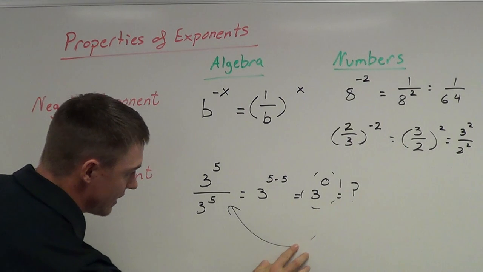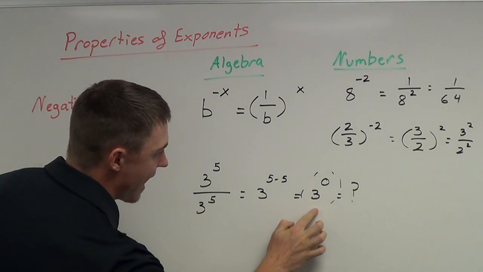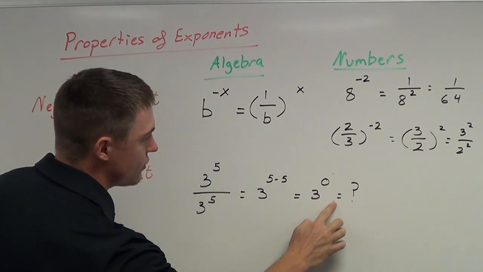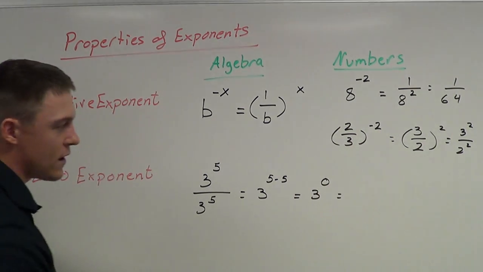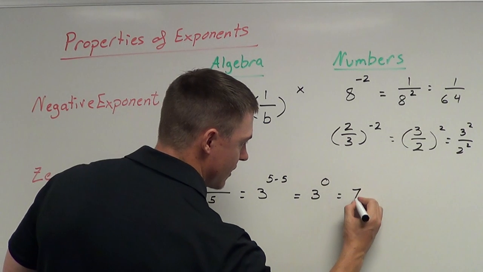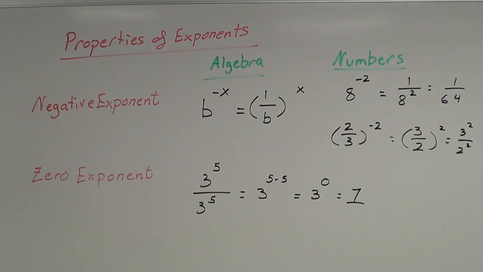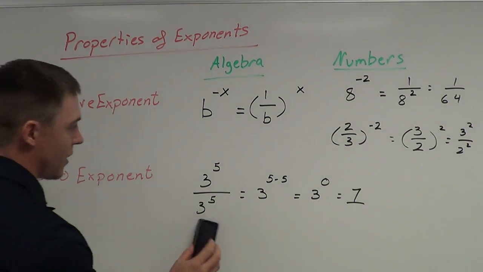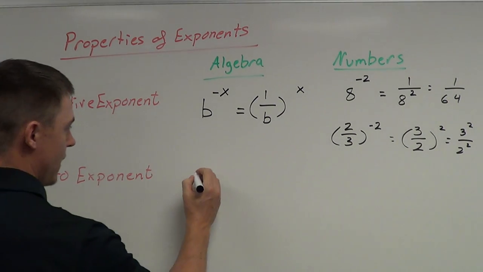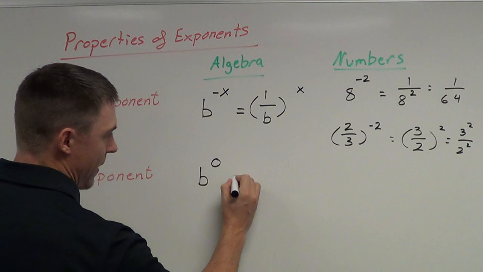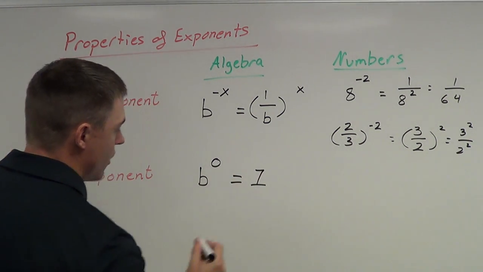So actually, if I have a number to the power of 0, it's not going to be a question mark what the answer is. It's actually just simply going to be 1. Any number to the 0 power is just going to be 1. So that's kind of an example to lead us into this. Now let's actually do this with the algebra and some number examples. If I ever have a base to the 0 power, it's always going to be equal to 1.